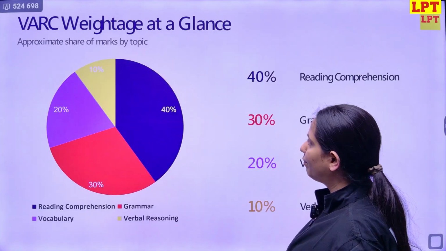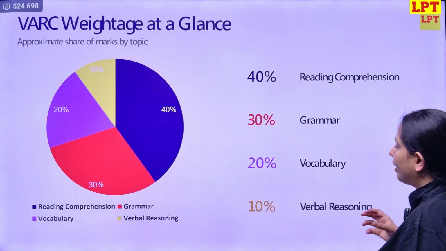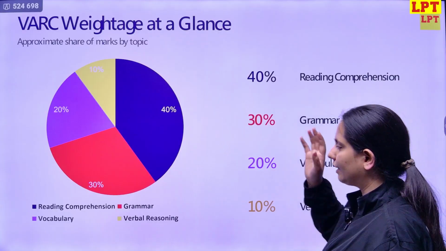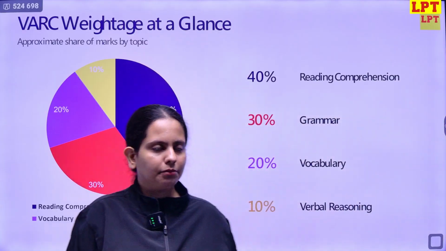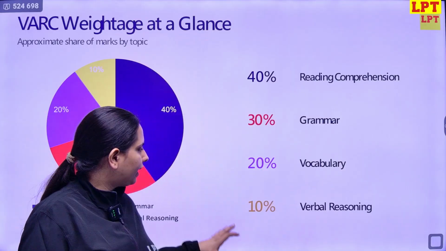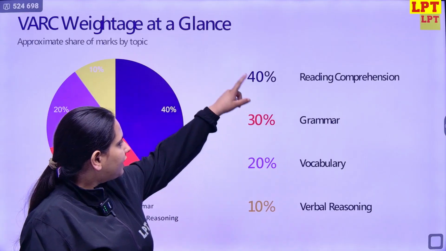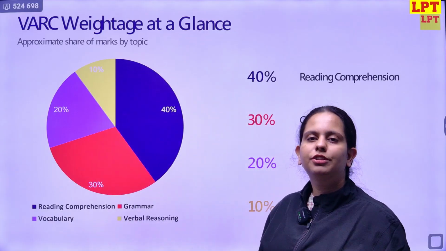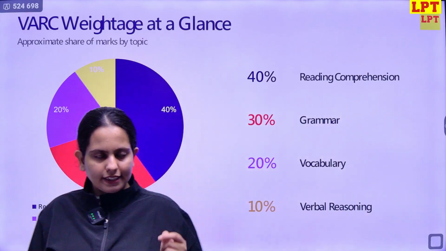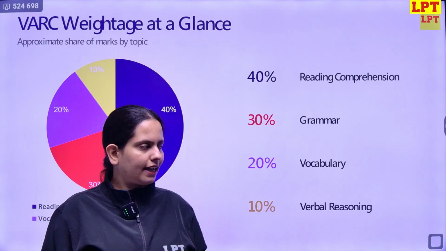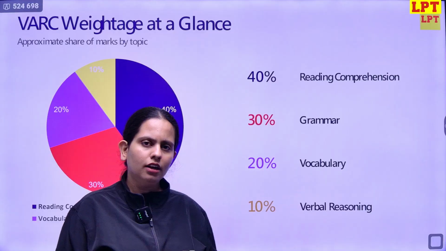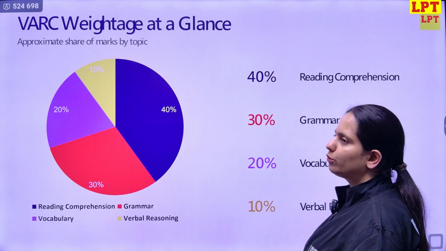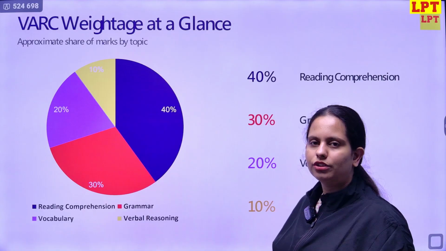Now moving forward, what is the VARC weightage? So 40% of your exam would be occupied by the reading comprehension section. We will have 30% from the grammar section, 20% will be vocabulary, and 10% will be the verbal reasoning. So these two sections are the major parts of this particular exam. That means you would have to work on these key things at priority, and besides that you would have to work on the vocabulary and verbal reasoning part as well. So we are not supposed to eliminate any of these. This is just to let you know the importance and relevance of these sections.